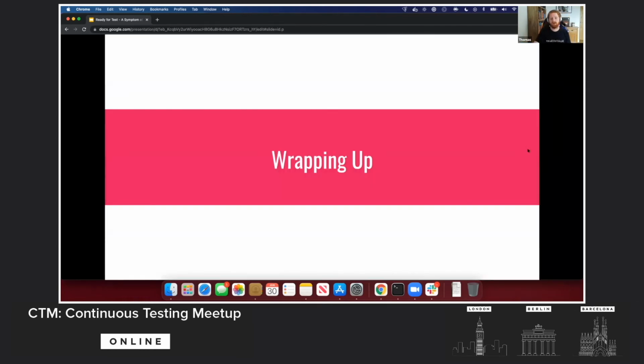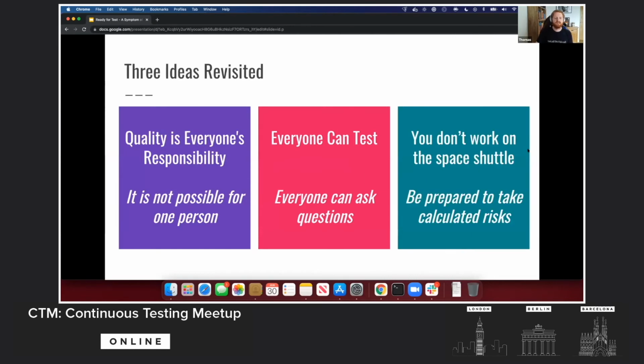So to wrap up, I want to revisit these three ideas. Quality is everyone's responsibility. Hopefully, having listened to this talk, you'll realize that as the QA, you cannot possibly take complete ownership of quality on your team. It just won't work. Everyone needs to play their part to make sure that quality is being delivered on. And everyone can ask questions. The more diverse question set we get, the better our testing becomes, the stronger it becomes, the more defects it will catch.